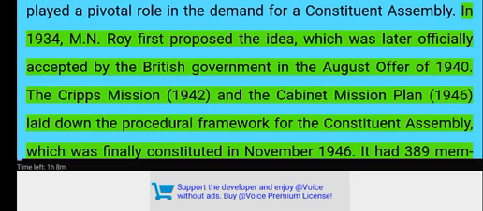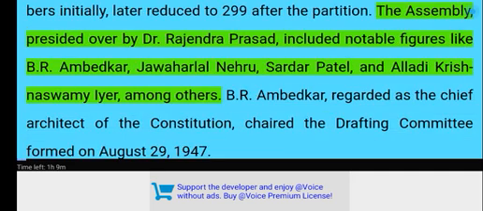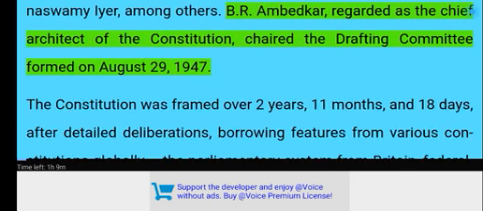It had 389 members initially, later reduced to 299 after the partition. The assembly, presided over by Dr. Rajendra Prasad, included notable figures like B.R. Ambedkar, Jawaharlal Nehru, Sardar Patel, and Alladi Krishnaswamy Iyer, among others. B.R. Ambedkar, regarded as the chief architect of the Constitution, chaired the drafting committee formed on August 29, 1947.